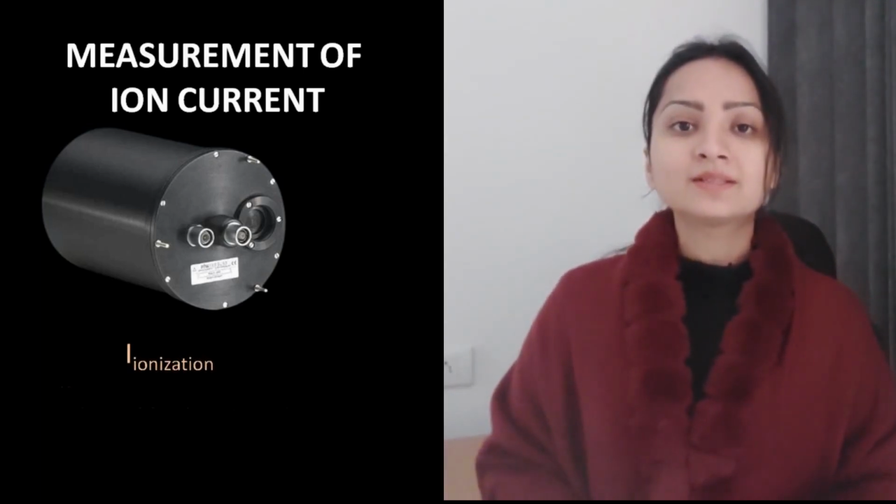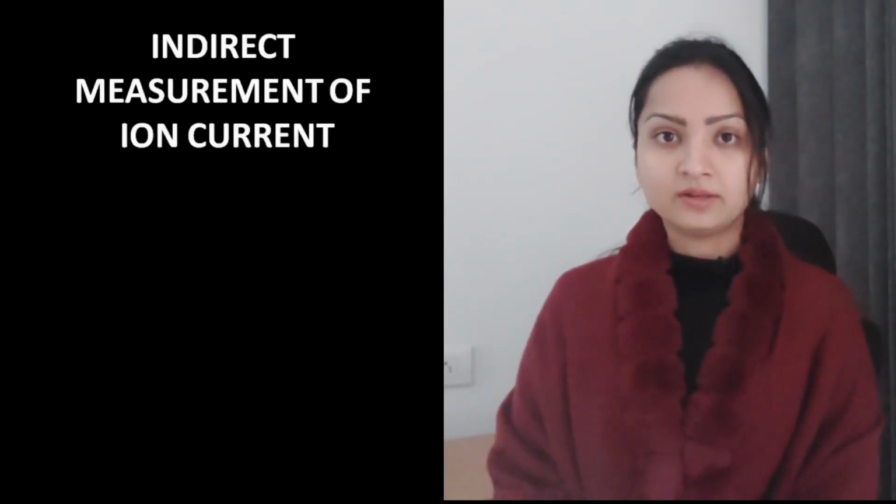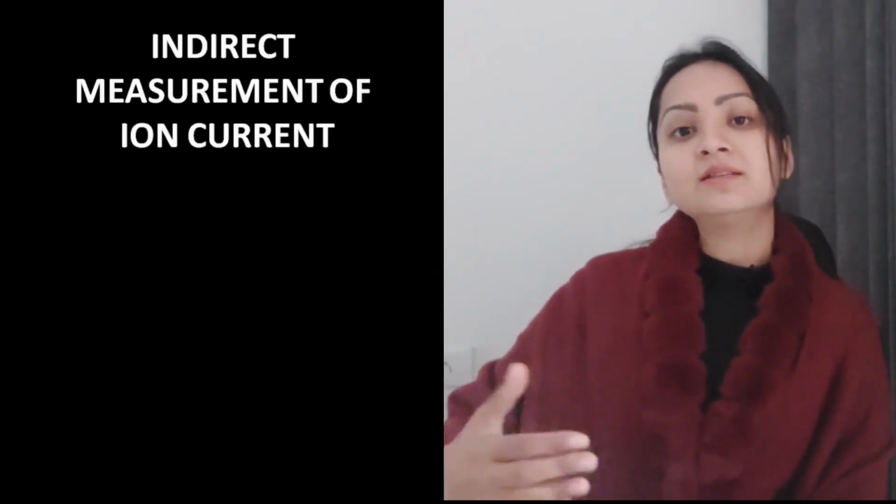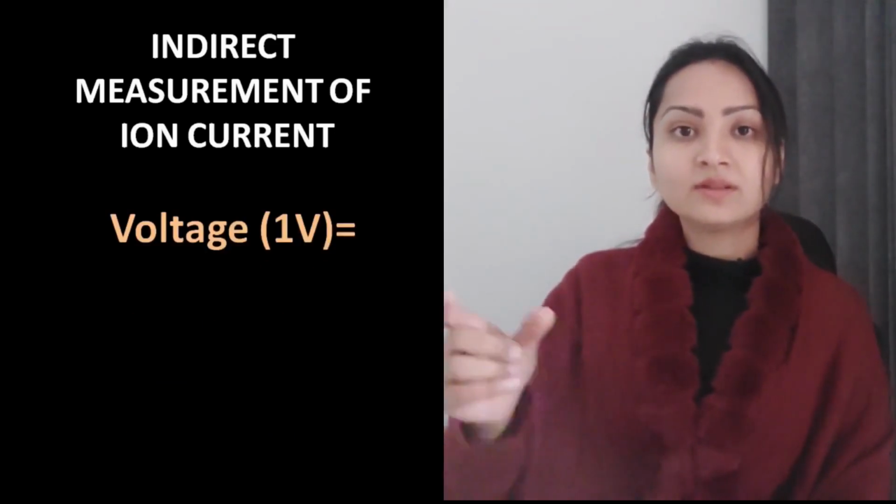So what do we do instead? We search for something that is related to current, and this something is comparatively easier to amplify. What is that? Voltage. V is equal to IR.